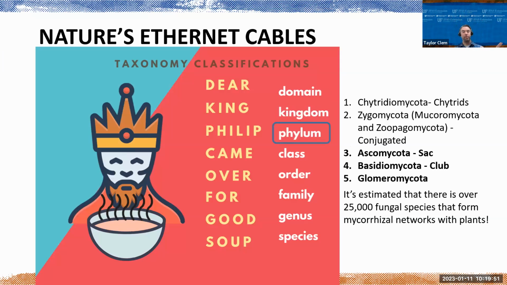Okay. My little camera stuff went away, so I don't know if everyone online can see me or not. But anyways, there's these different phylums, and that's kind of where we classify them. Of the 5 phylums, 3 of them have the ability to create these mycorrhizal connections. And it is estimated there's over 25,000 fungal species that form mycorrhizal networks. That's a lot. Estimated, because we're not 100% sure.